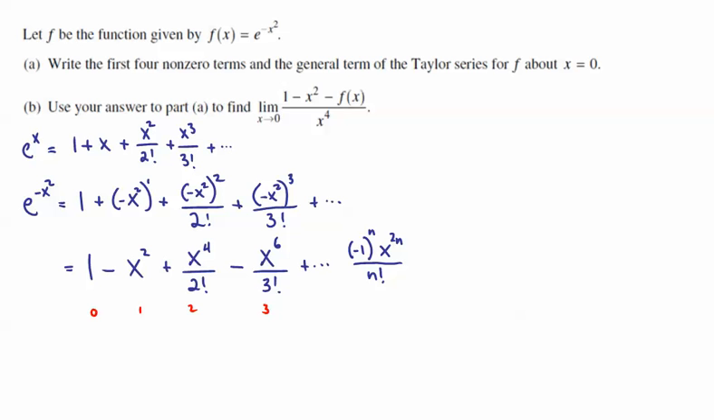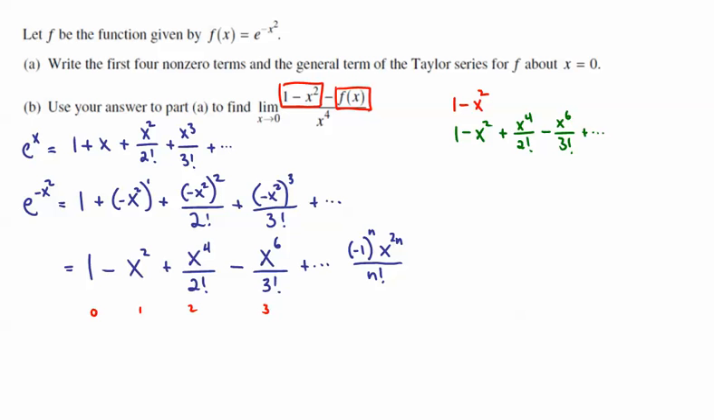Now, the second thing it says is to use the answer in part A to find the limit of 1 minus x squared minus f of x over x to the fourth power. Alright, so how are we going to do this? What we have right now is f of x, and we want to take 1 minus x squared and subtract f of x from that. So we're starting with 1 minus x squared and we want to subtract our function from that.